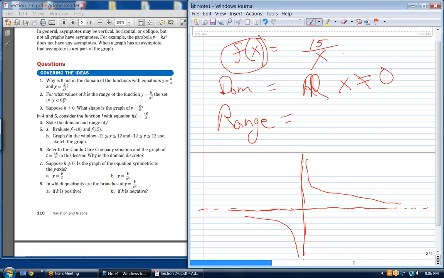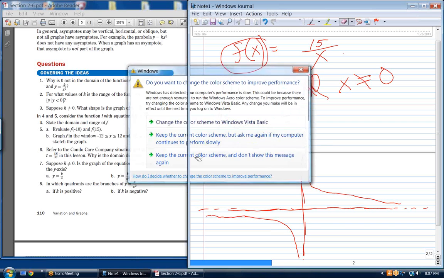So if I'm looking for a domain, I'm going to look along the x-axis, and I can see that it can go to negative infinity, can go all the way up to 0, can't be 0, but it can go from 0 to positive infinity, going in that direction. So that's the domain. So we can read that off the graph if we can't figure it out algebraically. Well, let's try to do that with the range.